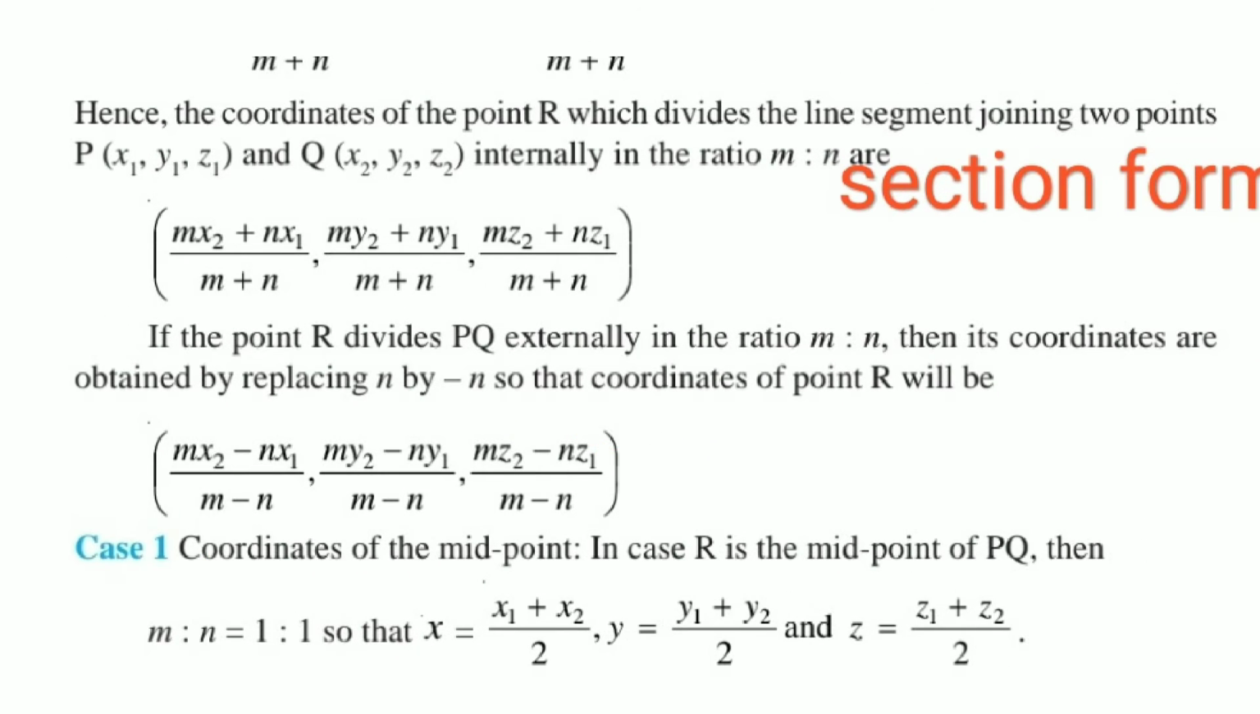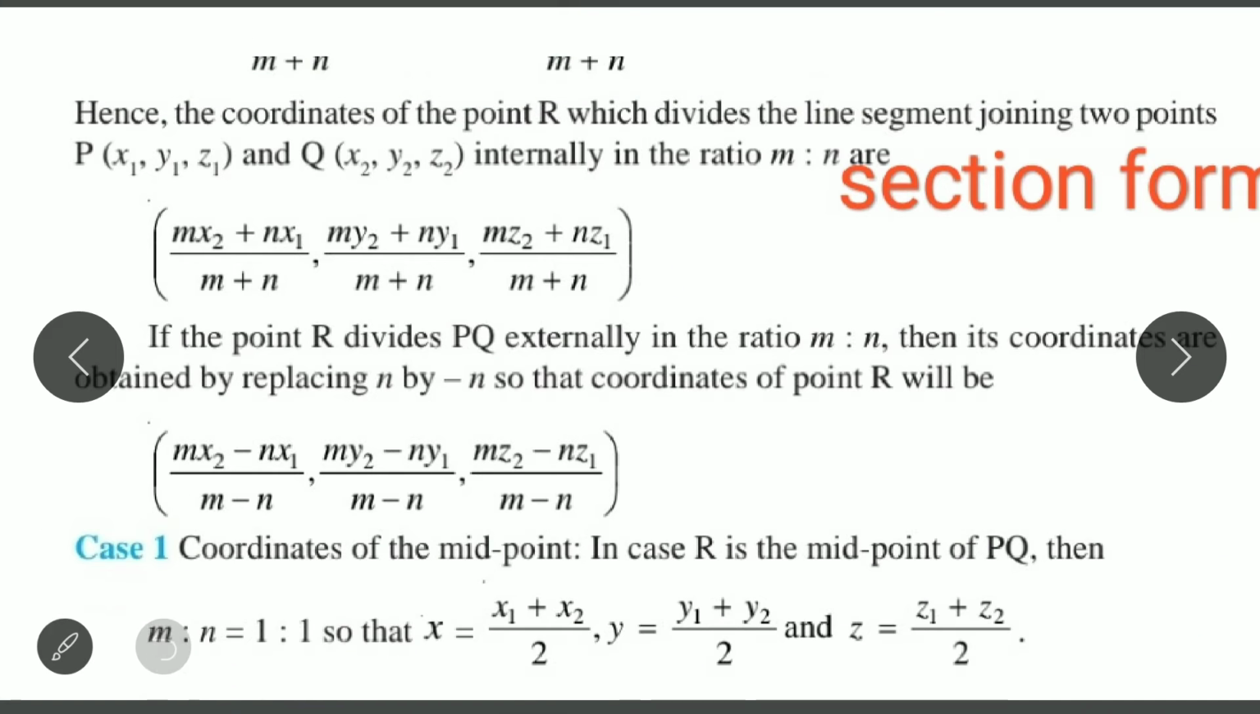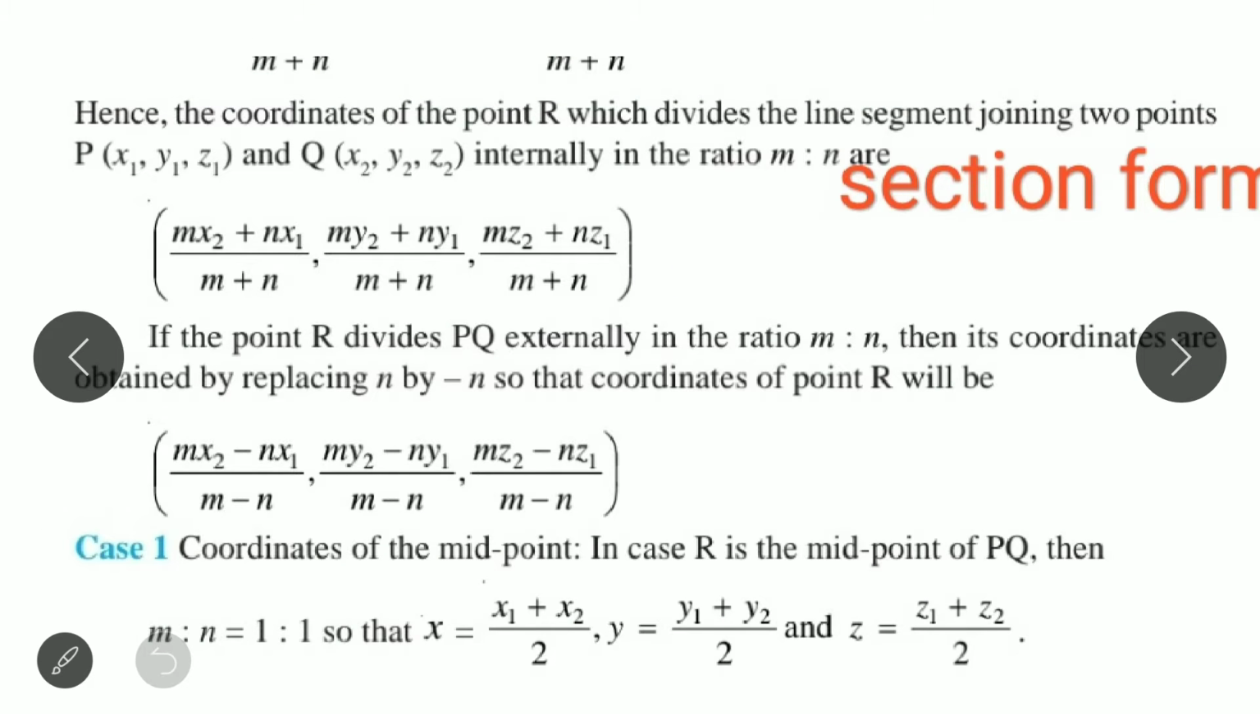Look here at the top. The first section formula, which we call the internal division formula. The coordinates of the point R, which divides the line segment joining two points P (x1, y1, z1) and Q, another point (x2, y2, z2), internally in the ratio m is to n. Now what is the coordinate?